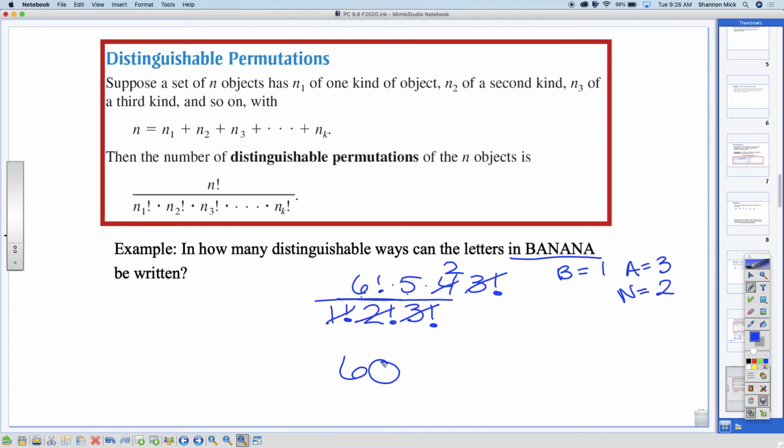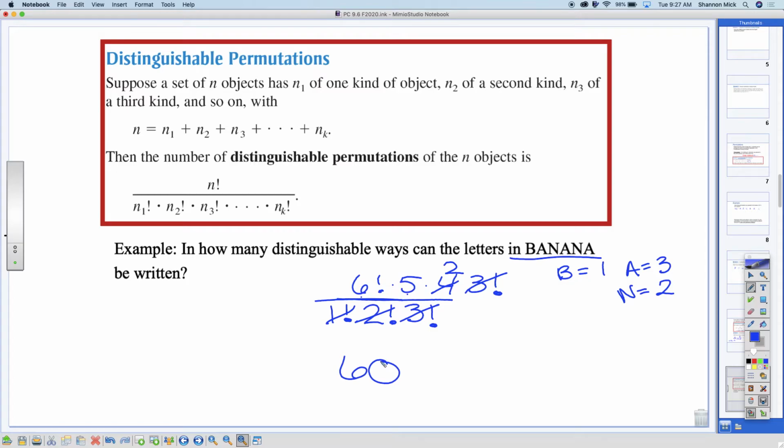So the book likes to give you words, or they just give you a bunch of letters and then ask how many different distinguishable ways. Yes? On the bottom, does it matter, like if you have 1 factorial, 2 factorial, 3 factorial? No. You could have 3, 2, 1, or 3, 1, 2. It's all multiplication, so it doesn't matter. I shouldn't have written them that way. I should have written them mixed up.